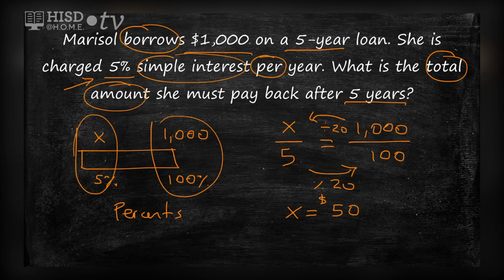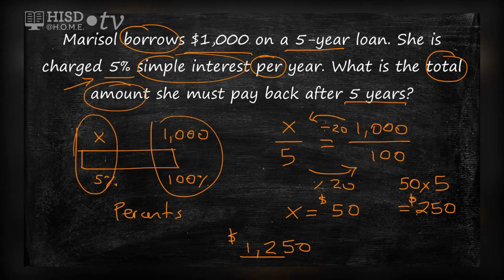If he is charged 5% per year, that means that in order for me to find the total, I will have to multiply 50 times 5. And once I multiply 50 times 5, that's going to be equal to $250. So that means that the total amount that Marisol has to pay back is going to be $1,250 because we add the initial loan plus the interest charge, and that's going to be my final answer.